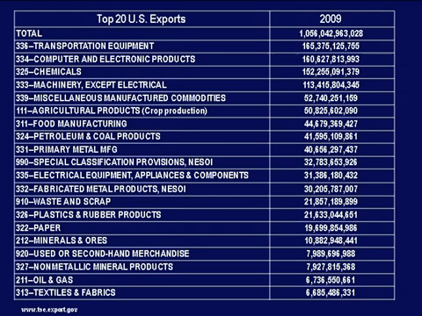Out of $1.05 trillion, transportation equipment, especially airplanes and related equipment, computers, chemicals, machinery, agriculture, food, petroleum. So these are the top 20 products that we sell overseas.